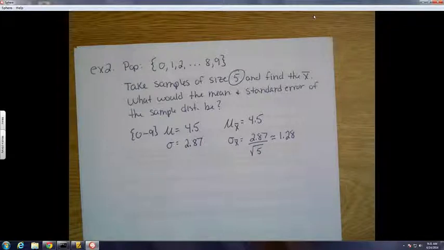All right, all leading up to one of the biggest theorems in statistics, the central limit theorem. And then we're going to end here.